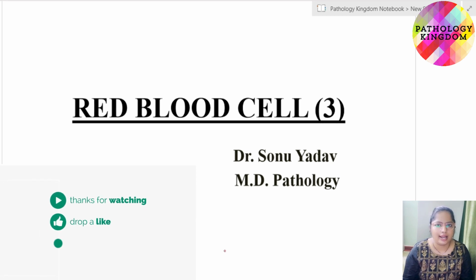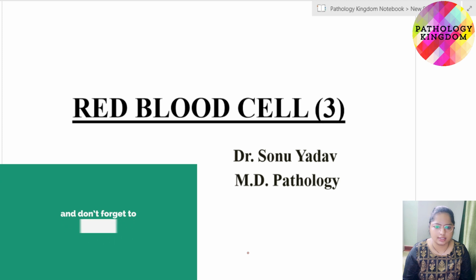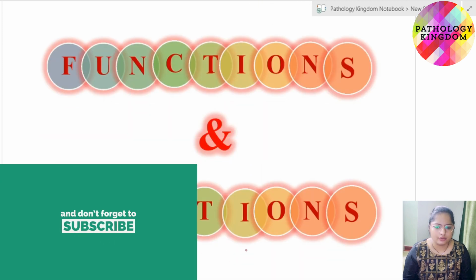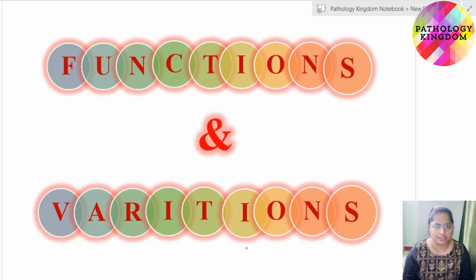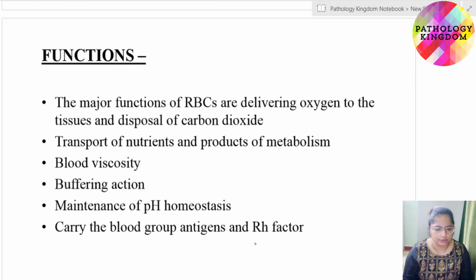Sonu Yadav and today's topic of discussion is red blood cell function and variation, that is red blood cell abnormalities. Now coming on to the functions. These are the various functions of red blood cell. The major function of RBCs is delivering oxygen to the tissues and disposal of carbon dioxide. That is, it helps in gaseous exchange.